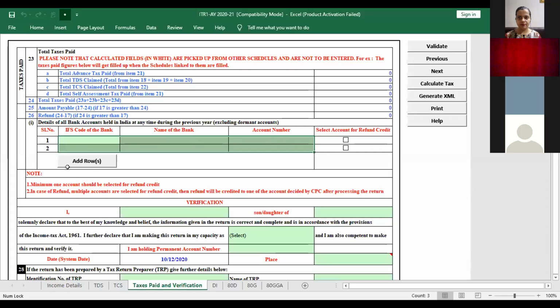And from this whole list of 5-7 accounts, however many accounts you hold, you can keep adding rows over here. You select the account in which you want your refund to be credited. Please remember, refund will be given electronically only. So with this, you come to your verification.